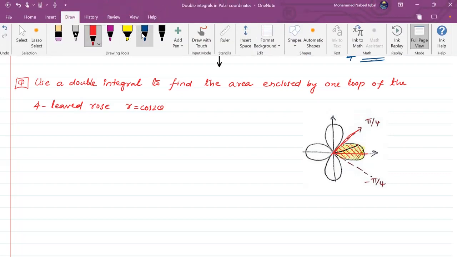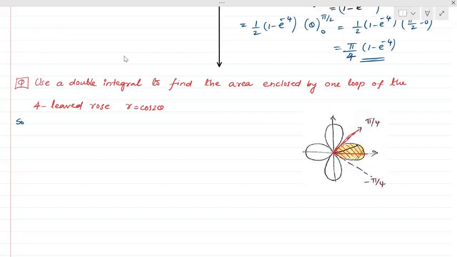Now let us start with this one. Here there is no Cartesian form given. Directly the value is given. So r starts from 0, this is r equals cosine 2 theta, 0 to cosine 2 theta. And what about the theta value? Theta value is 0 to pi over 4. It is 45 degrees. It does not cross the first quadrant at all. Half of the first quadrant. Therefore, it is 0 to pi over 4.